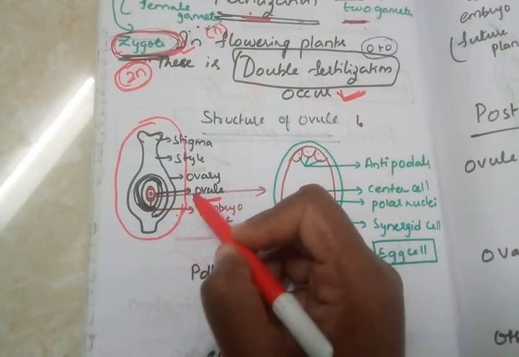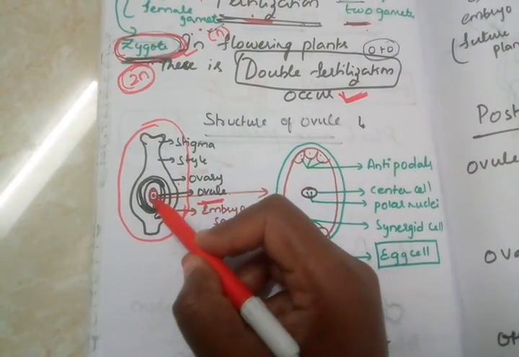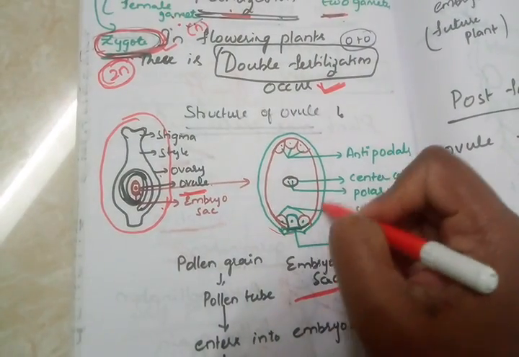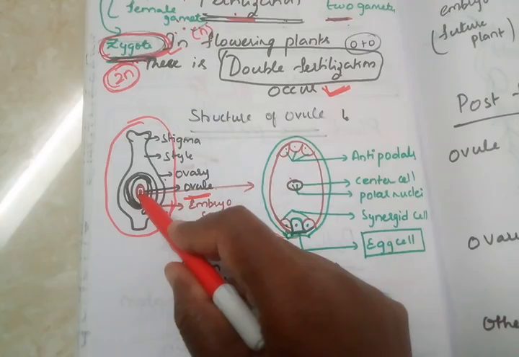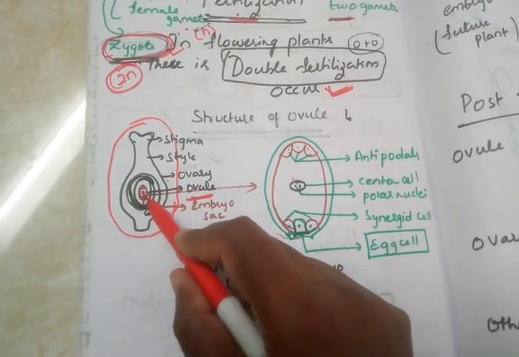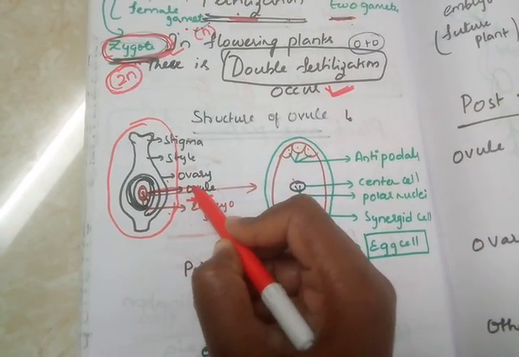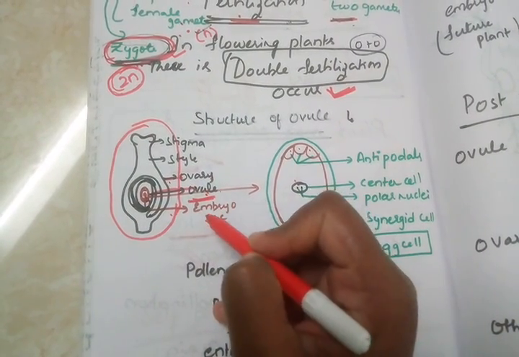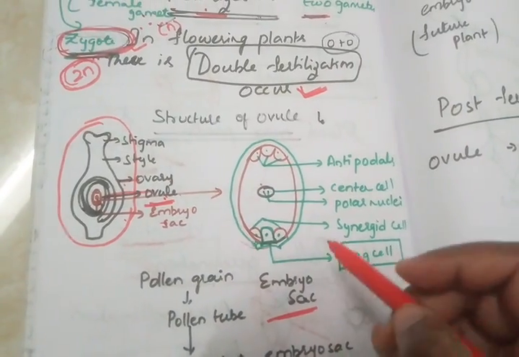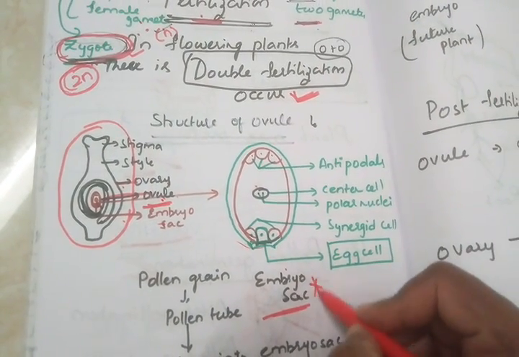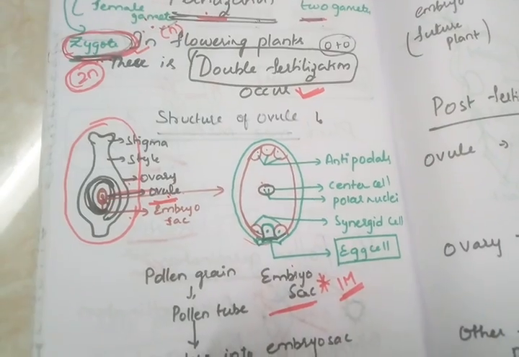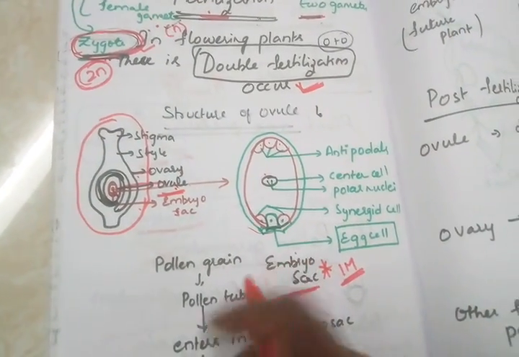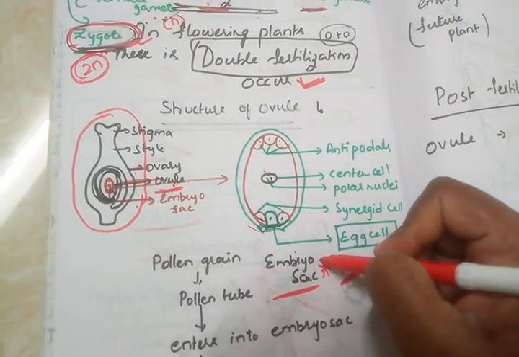Inside the ovary there are ovules, and inside the ovule we have an embryo sac. This is the embryo sac. The brown colored structure is the embryo sac, the black layer is the ovule, and the outer one is the ovary. So the ovary contains the ovule, and the ovule contains the embryo sac. We have to remember this embryo sac. It is an important 1 mark diagram. It's a small diagram, but very important, and many times it is repeated in the exams. So, the embryo sac.